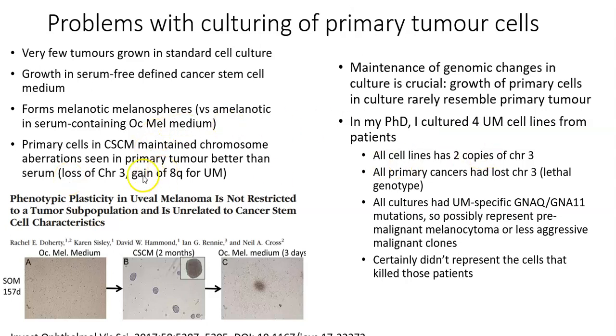Now, we know that that doesn't happen in serum, and during my PhD I cultured uveal melanomas extensively, and I generated or worked on 4 uveal melanoma cell lines, all of these cell lines have got 2 copies of chromosome 3. However, they all came from patients whose primary cancers had lost chromosome 3, which is what we call the lethal genotype. So what it's showing is, although we are growing cells from that patient, the cells that happen to grow in the lab don't represent the lethal genotype.